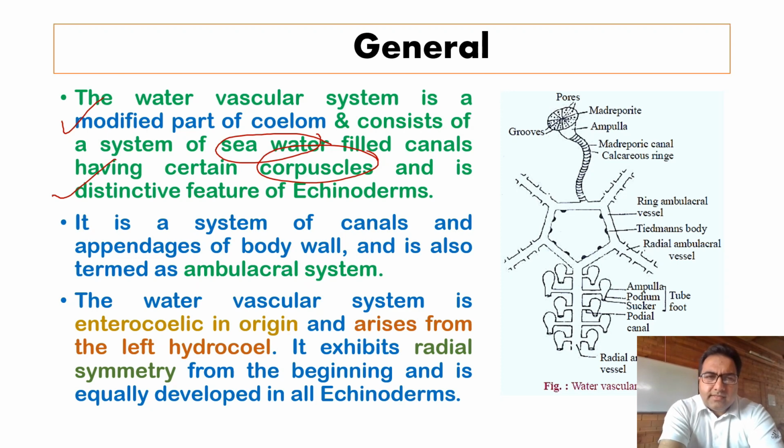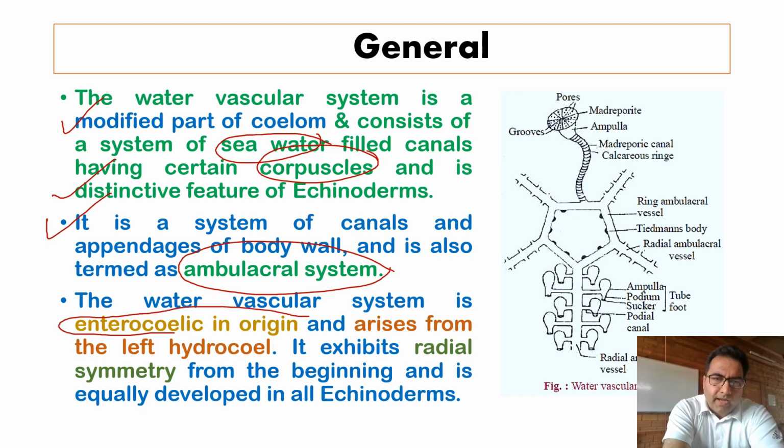It is a system of canals and appendages of the body wall, and it is also termed the ambulacral system. So this very water vascular system, either you call it the water vascular system or you call it the ambulacral system, it is one and the same thing. And the water vascular system is enterocoelic in origin. You have to keep in mind that it is enterocoelic in origin, and that too it arises from the left hydrocoel.